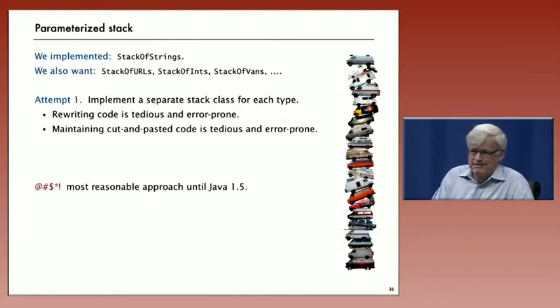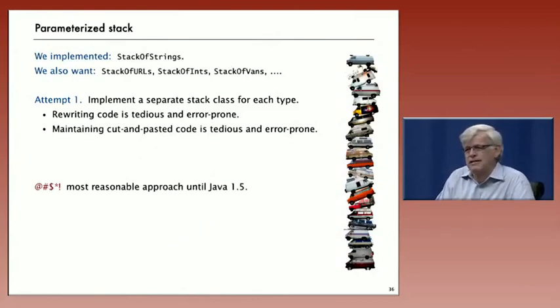All right, so we implemented a stack of strings, but in applications, we have all different types of data that we might want to implement, like a stack of ints, say, or URLs, or cars, or vans, or whatever data that we might be processing. So how are we going to implement stacks and queues for those types of data?